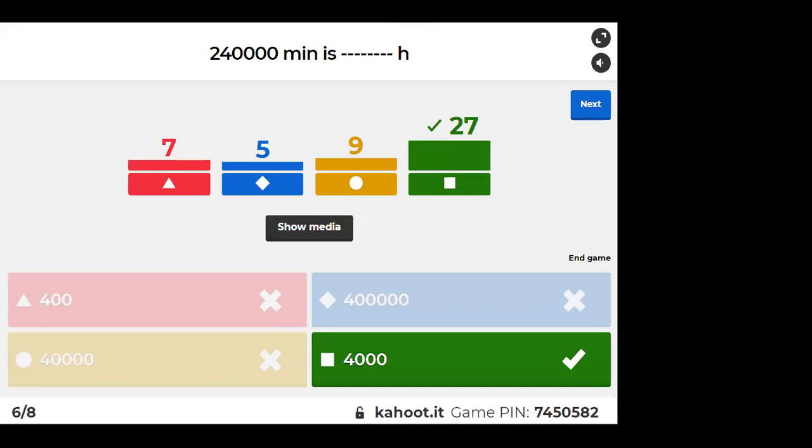Correct. Most of you are correct. Very good, everyone. So we know that 1 minute is equal to 60 seconds, which is equal to 1 by 60 hour. So I have to convert minutes into hours. 240,000 minutes is equal to 240,000 by 60 hours. So divide this, we get 4,000. So it is 4,000 hours. Clear, everyone? Next.